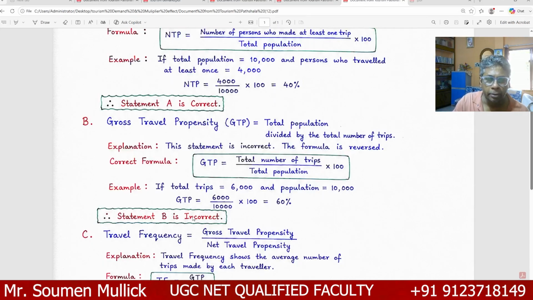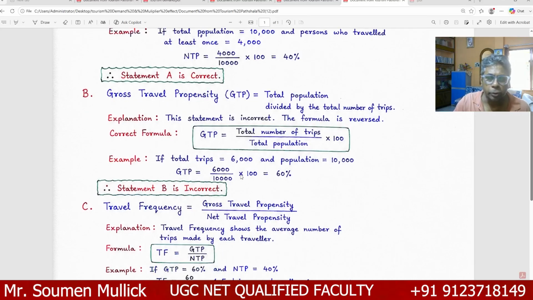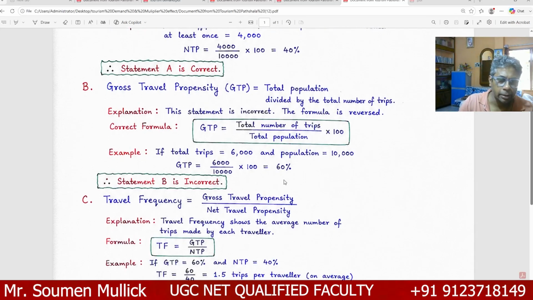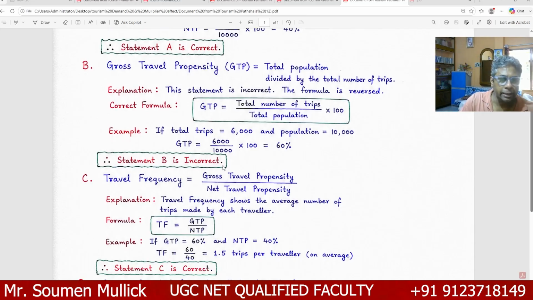Why? Because it is total number of trips by total population into 100. As an example, total trips 6,000, population 10,000, 6,000 by 10,000 into 100, 60%. So statement B is incorrect.